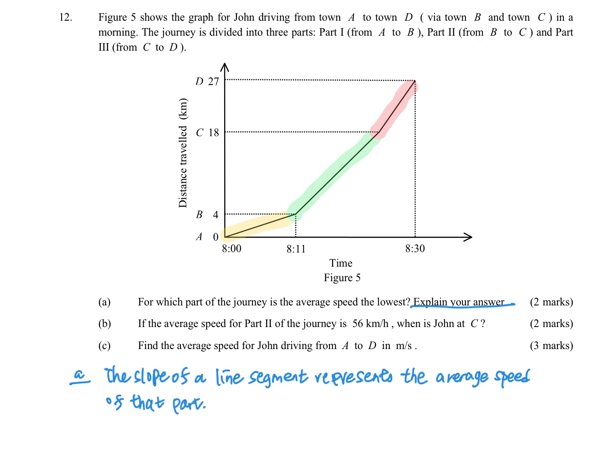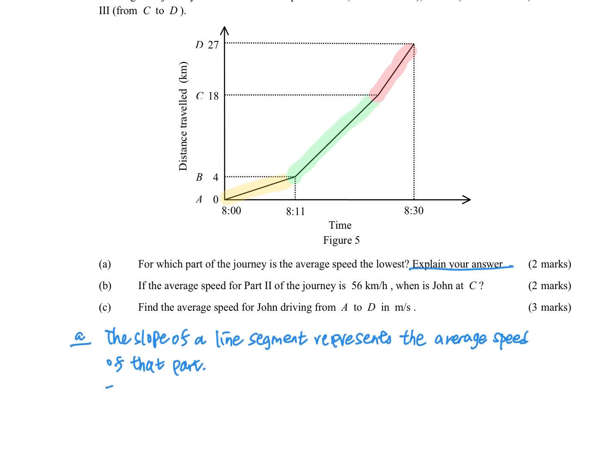So over here you can see the slope of part 1, I mean the slope of the line segment for part 1, is the least. So part 1 is the slowest.